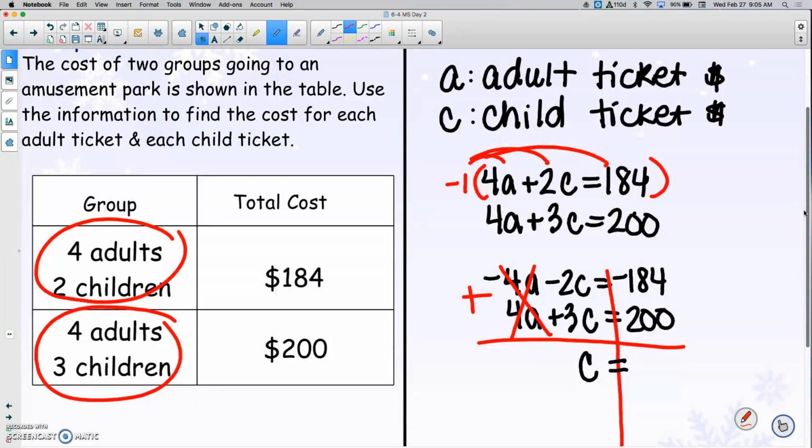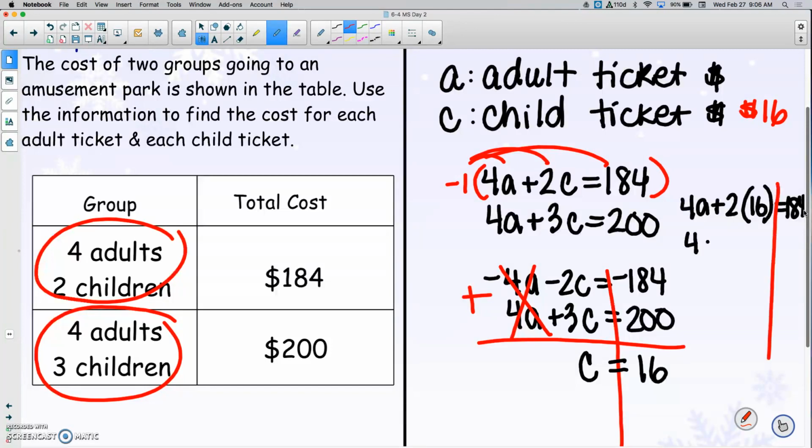So -2C plus 3C is just 1C. So one child is $16. So I know this is $16. And now I can figure out, I'm going to use my top equation. If children are 16, I can solve this equation.